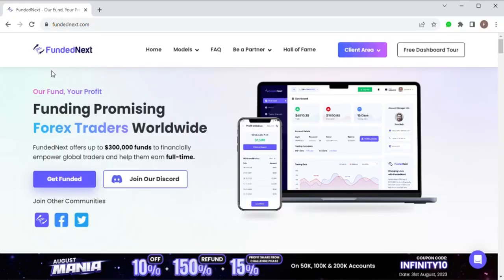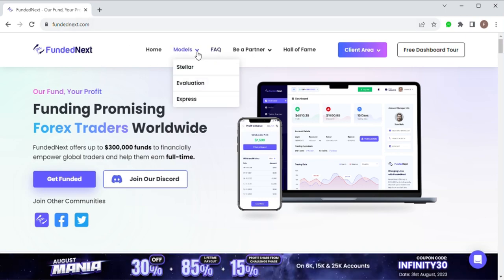So let's go to fundednext.com. This is the FundedNext dashboard. You can see the home. Then let's just go to the module and then click on Stellar.